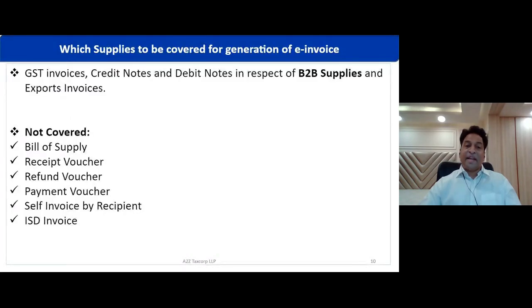Now, which supplies are to be covered for generation of e-invoice? Look at the provision they are referring to: B2B supply. So when I say B2B supply, then GST invoice, debit note, and credit note. For these it is going to be applicable. And one more aspect they have added and provided clarity on as a frequently asked question.